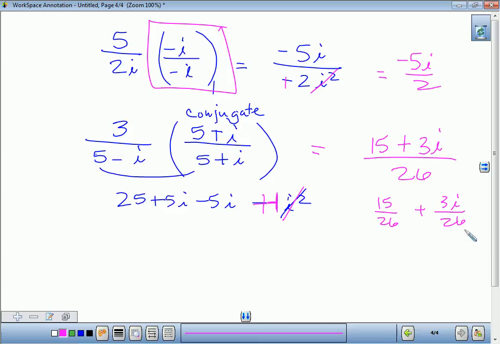These will probably be broken up on your multiple choices. Yes, ma'am. Where'd you get the 15 from? The 15 came from distributing the 3 in the numerator. All right, is that good for the imaginaries?